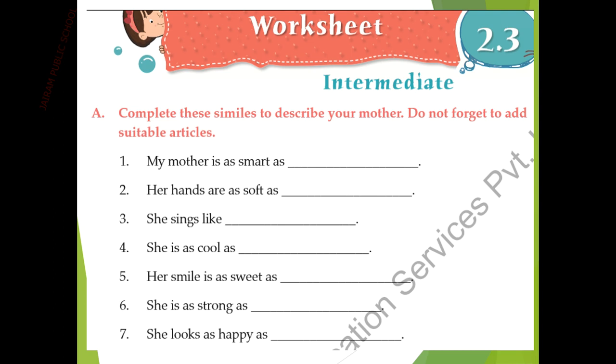Number 2. Her hands are as soft as dash. Can you say two examples of soft things which you have seen in your life? Yeah, of course, one is cotton and another one is silk saree, etc. So here I am comparing my mother's hands with a silk saree. So the answer is silk. Her hands are as soft as silk.